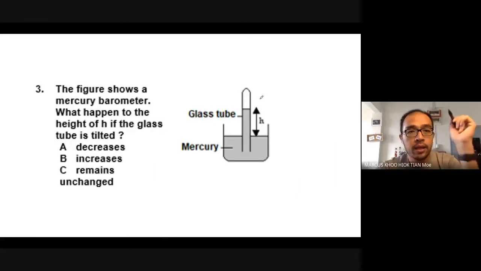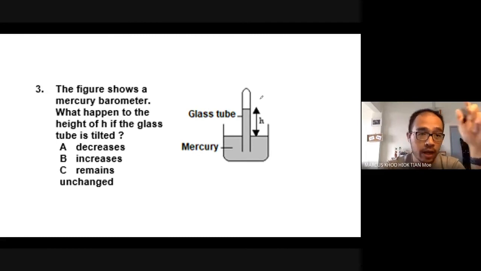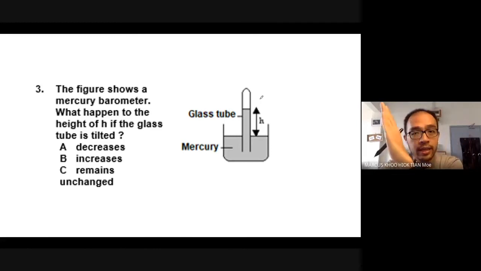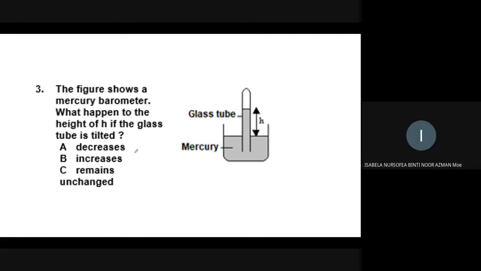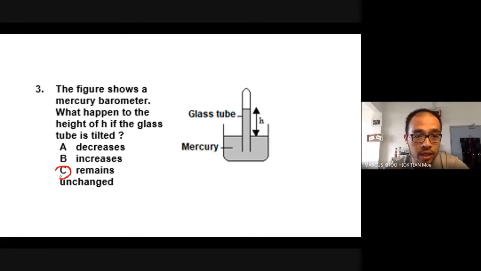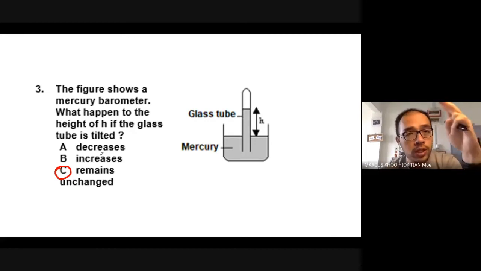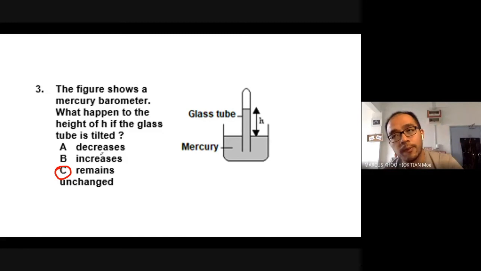What happens to the height of H if the glass is tilted? I mentioned this in the previous class. If let's say the glass tube is tilted, will the value of H decrease, increase, or remain unchanged? C. Okay, it will remain unchanged. What are the two situations where the H will change? Do you remember? There are only two reasons why H can change.